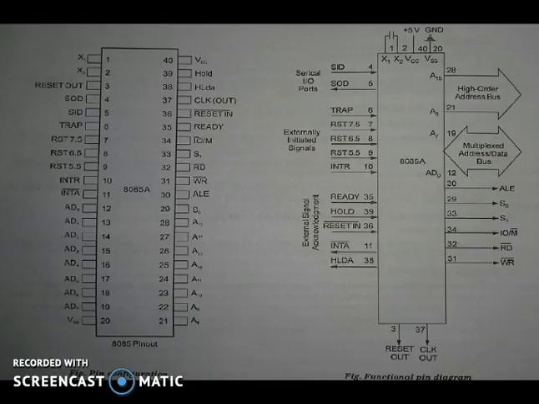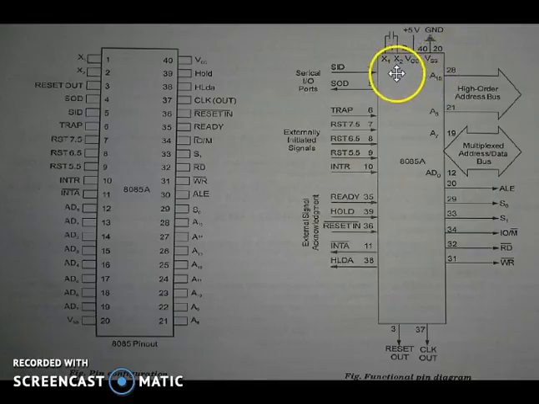Next we have power supply and clock frequency signals. First we have the VCC, the 40th pin, and it is a power supply pin, and it requires 5 volt power supply, plus 5 volt single power supply. And next we have VSS, it is a ground reference.